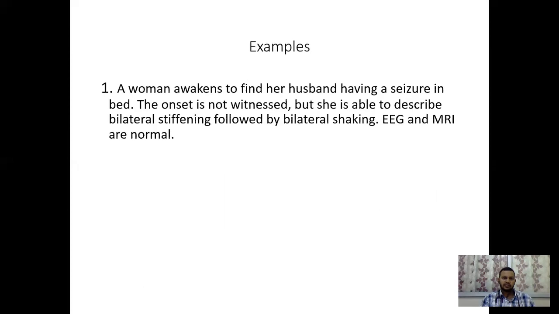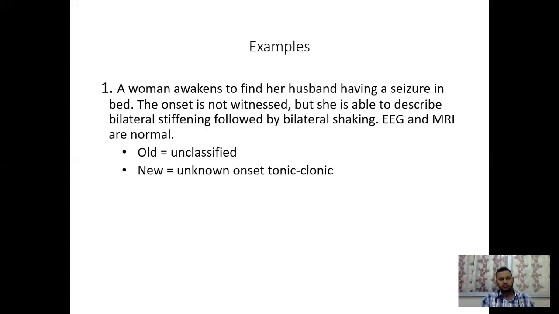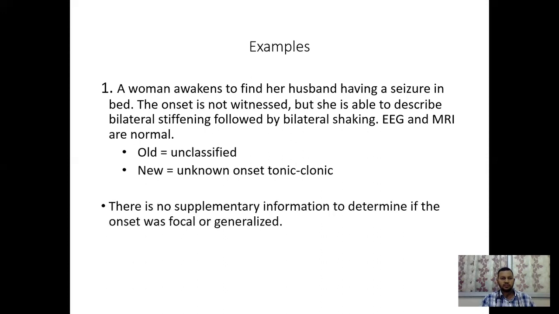Example: a woman awakens to find her husband having a seizure in bed. The onset is not witnessed, but she is able to describe bilateral stiffening followed by bilateral shaking. EEG and MRI are normal. Old: unclassified. New: unknown onset tonic-clonic seizure. There is no supplementary information to determine if the onset was focal or generalized.